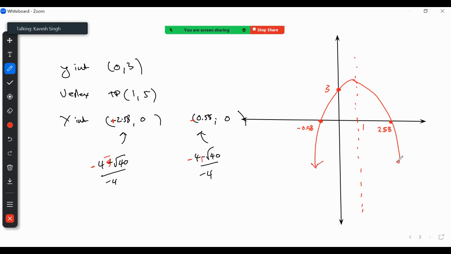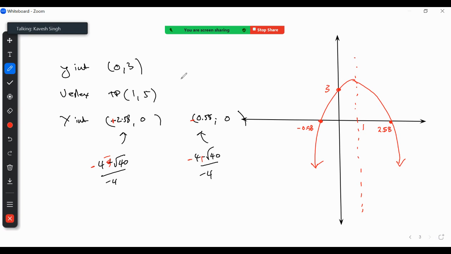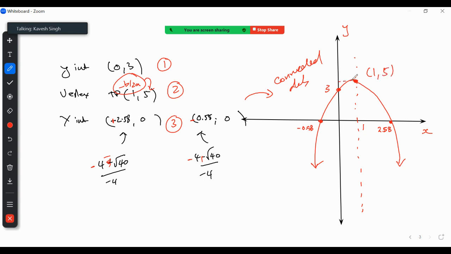Now that I have that, I've done the first thing, which is draw a parabola given an equation, any equation. And how did I do that? I found the y-intercept, I found the vertex, I found the x-intercepts, and then I connected the dots. There was also a formula, minus b over 2a, which I used to get the turning point. Then I substituted it into the original equation. The coordinate here is (1, 5), because that will be as high as 5 and 1 to the right.